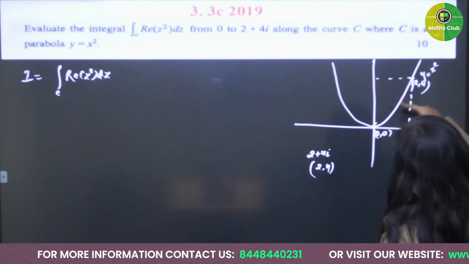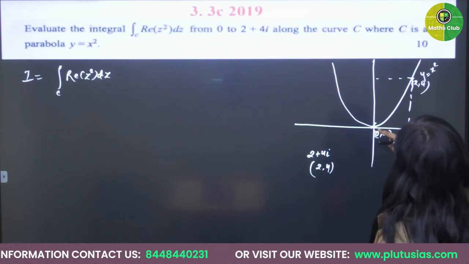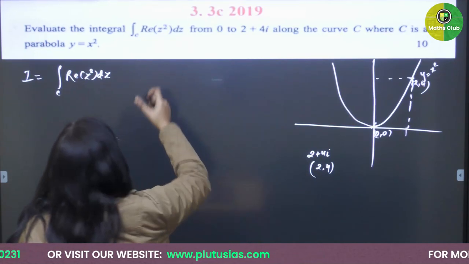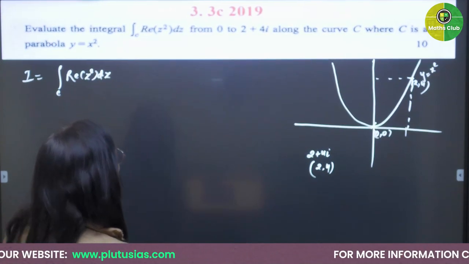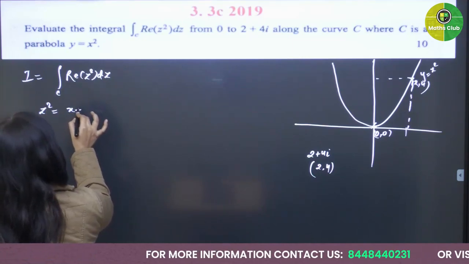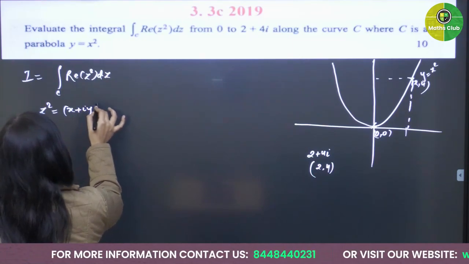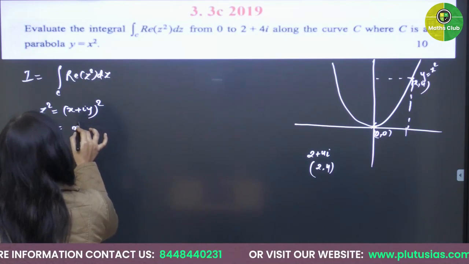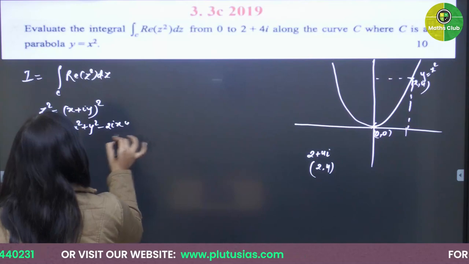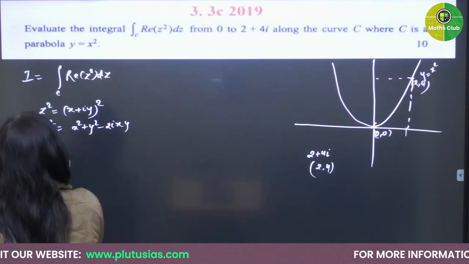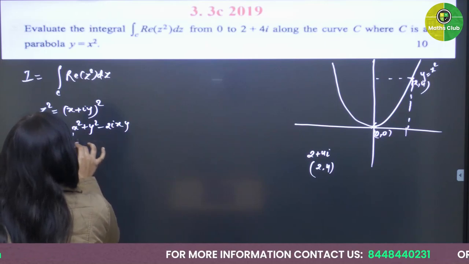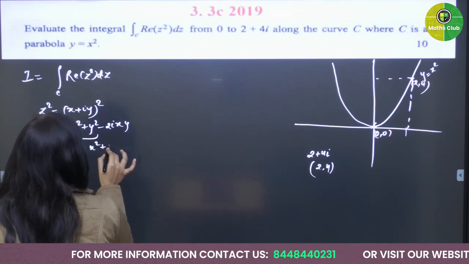Then you need to integrate the given function along this curve, and the function is defined in the form of real of z square. What is z square? z square is (x plus iota y) squared, which would be x square plus y square minus 2 iota xy. What is the real part of z square? It would be x square plus y square only.